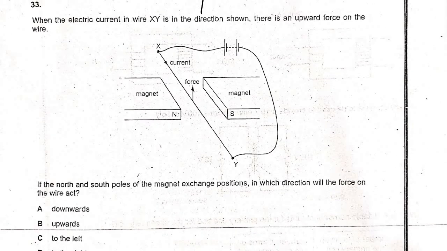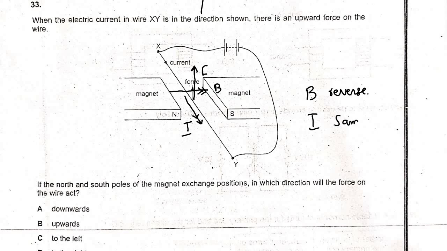Let's see question number 33. When the electric current is in wire XY as shown in the diagram, there is an upward force on the wire. If the north pole of the magnet exchanges position, in which direction does the force on the wire act? So in this question, the magnetic field is from north to south pole, that is B, and we have the direction of current in this way, which is I, and we have the upward direction of force. In the question we said that if the north and south poles of the magnet exchange position, it means we have reversed the direction of the magnetic field, keeping the current same.